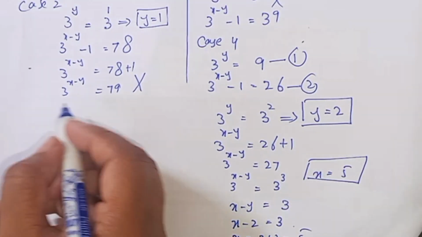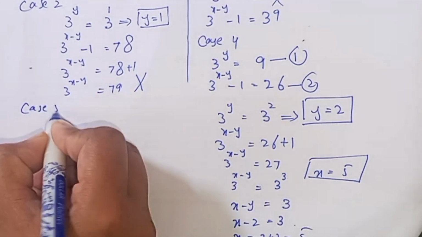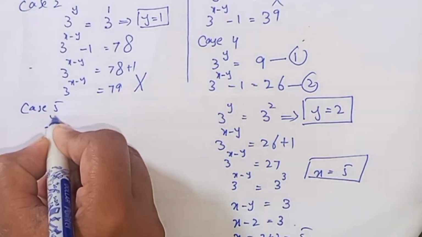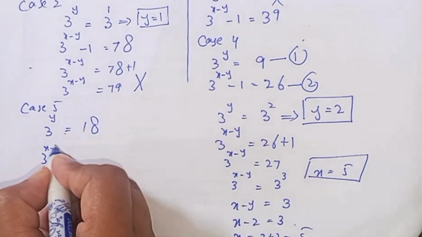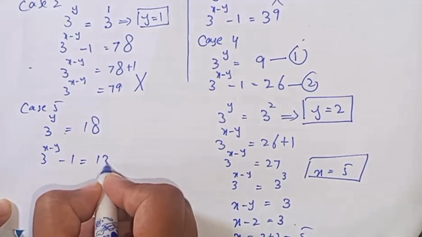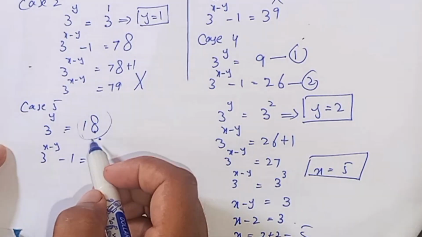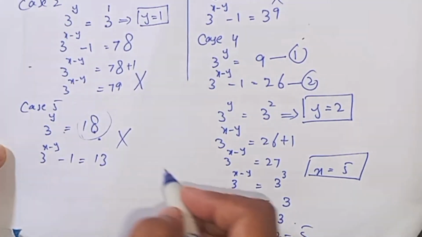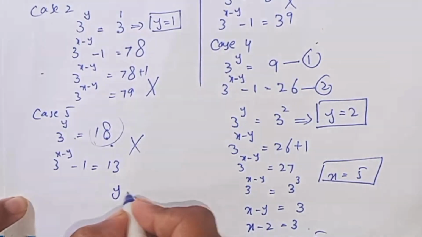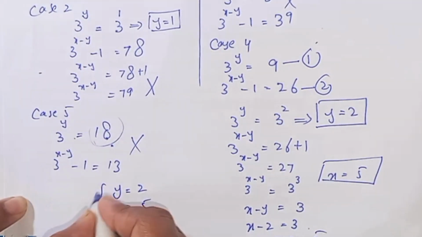Now in the last, we consider case 5. In this case 3 raised to the power y is equal to 18, and 3 raised to the power x minus y minus 1 is equal to 13. So we cannot write this 18 with base 3. So this is not a valid case. So in our question, the value of y is 2 and the value of x is 5. So we are done.